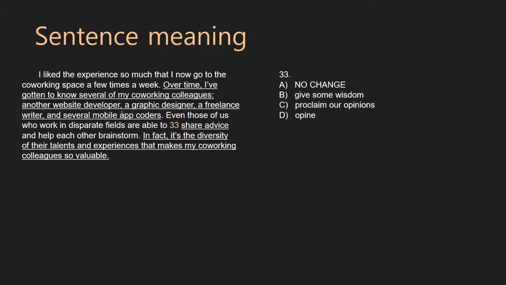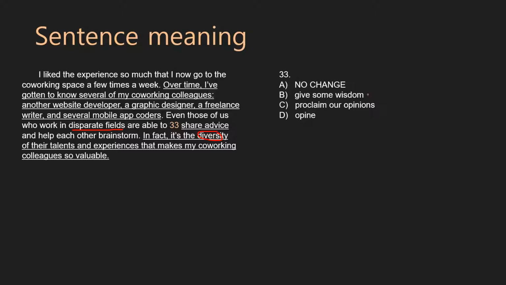So in the sentence before, I talked about how this person has got to know their co-working colleagues, and they're from all different kinds of disciplines. In the sentence itself, I said, they work in disparate fields or very different fields, and they help each other to come up with ideas. In the sentence afterwards, I said that it's the diversity of the talents, they're disparate, they're diverse talents that makes working together valuable. So which of these choices would relate to the fact that they are talking together and they all have different kinds of knowledge and skills?